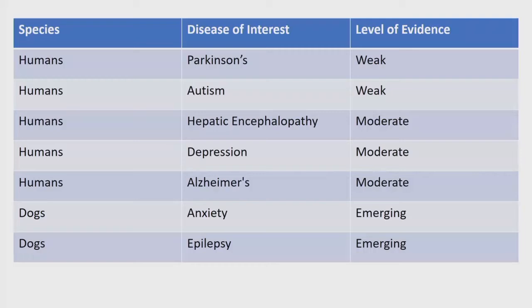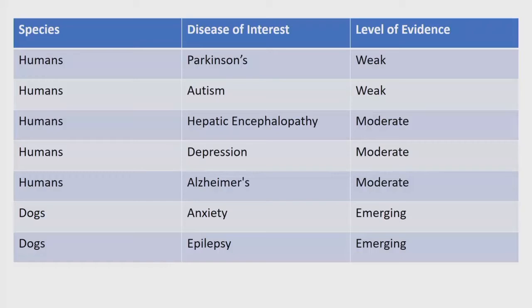There is a lot of interest in neurological diseases in people, to see whether there's a connection between the microbiome and CNS diseases. For Parkinson's and autism, at the moment there's a fairly weak level of evidence that dysbiosis is a cause or exacerbates the disease, or that manipulation of the microbiome will lead to any improvement. But there is a moderate and emerging body of evidence that modification of the microbiome will help with hepatic encephalopathy, depression, and Alzheimer's. Particularly with Alzheimer's, they find that the GI signs actually precede the neurological signs by decades.